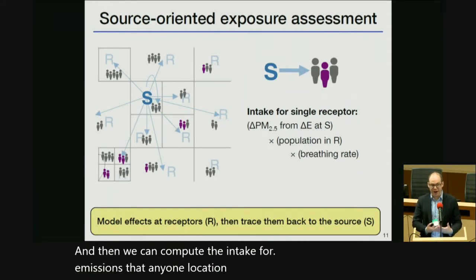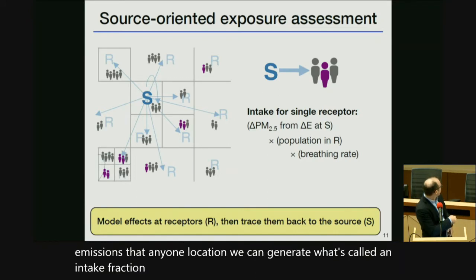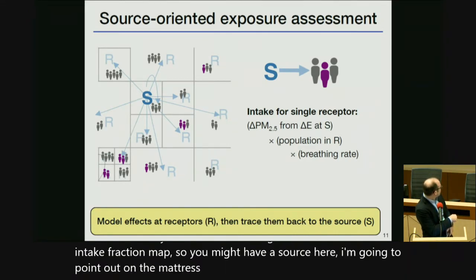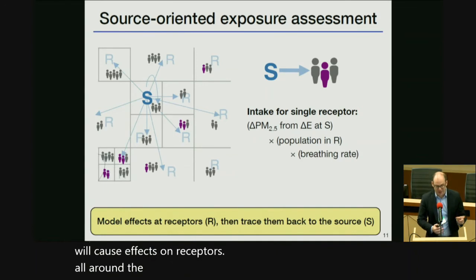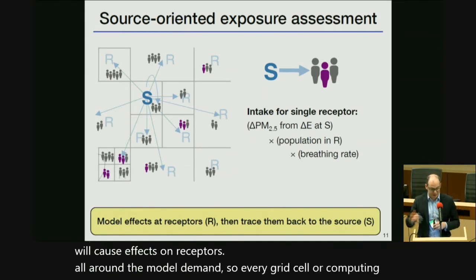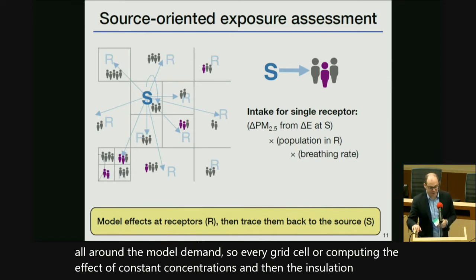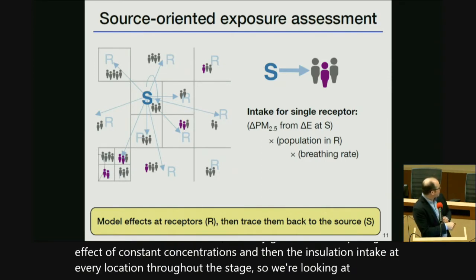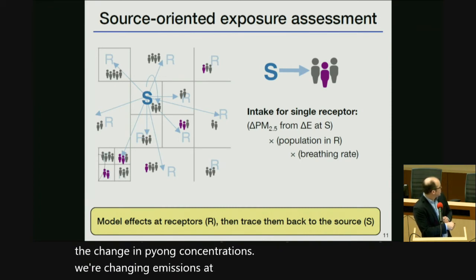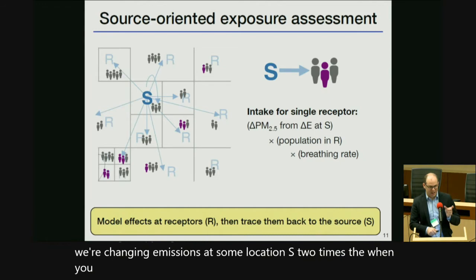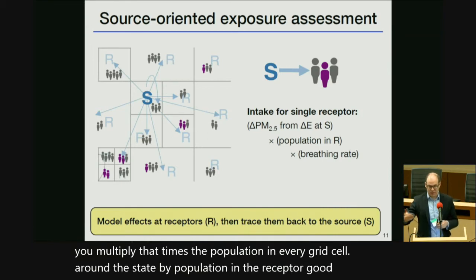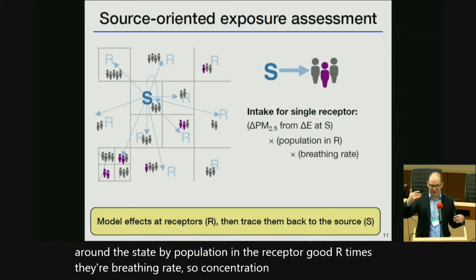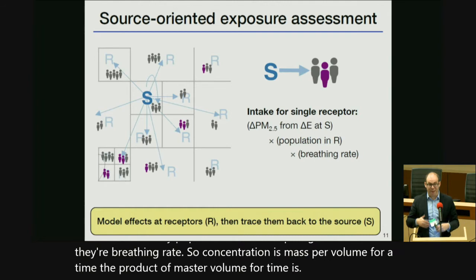We can generate what's called an intake fraction map. So you might have a source here. I'm going to point it out on the map here. So that's the source S. And then that source will cause effects on receptors all around the model domain. So in every grid cell, we're computing the effect on concentrations and then the inhalation intake at every location throughout the state. So we're looking at the change in PM2.5 concentrations from a change in emissions at some location S, times the population in every grid cell around the state, that population in the receptor grid cell R, times their breathing rate. So concentration is mass per volume. Our breathing rate is volume per time. The product of mass per volume times volume per time is mass per time. So that's the inhalation rate.